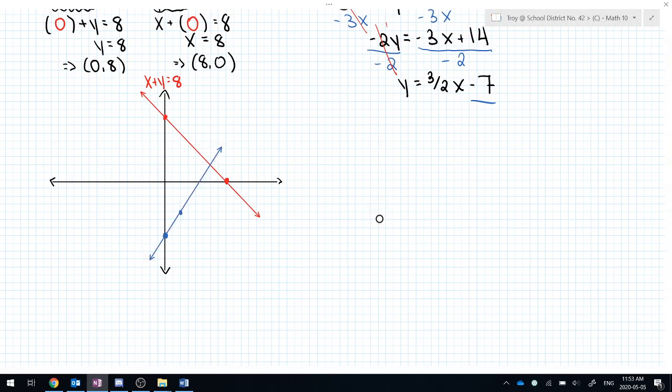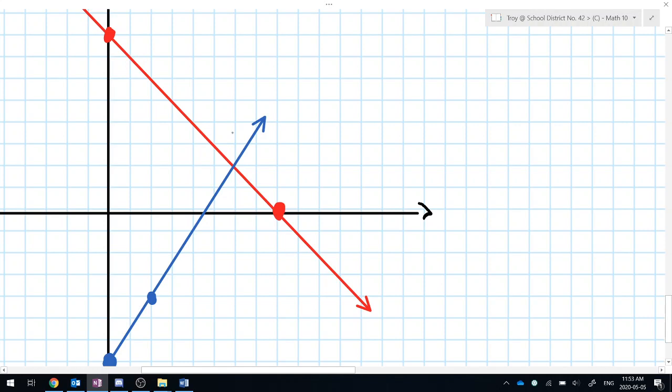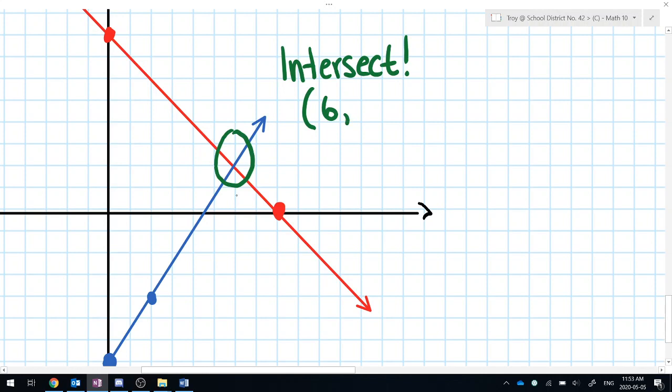All right. And now, the whole idea behind this lesson is the solution for both of these is found where the two lines intersect. So of course, they intersect right there. So I might have drawn them off a little bit, but it looks like our answer is at 6, comma 2.